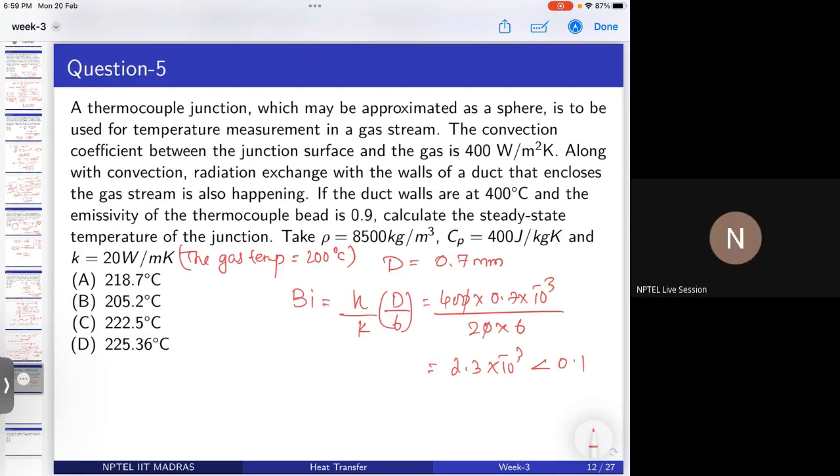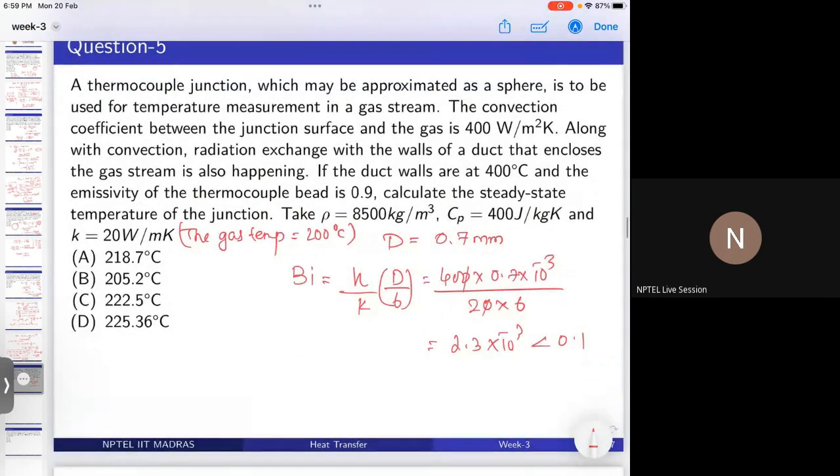In this case, as it's a steady state condition, and this is for very small objects, you see it's like 0.7. So you can check. It's better to check the Biot number. Okay, okay, sir.